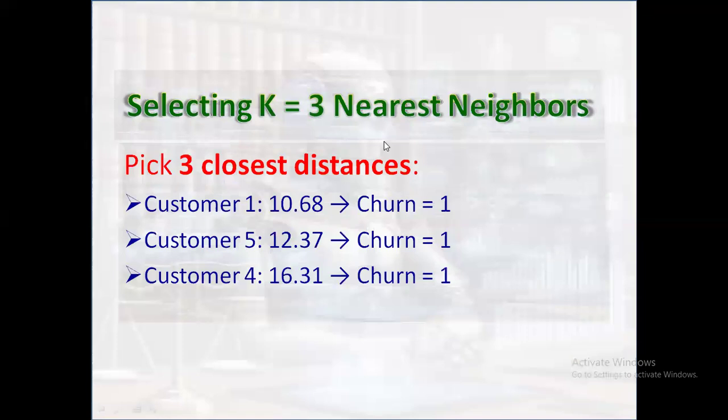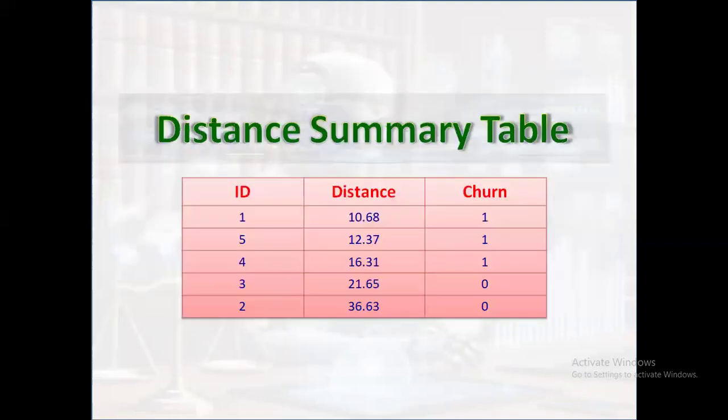Next, we choose k equal to 3, which means we look at the 3 nearest neighbors. Who are the closest customers? 1, 5, and 4. So we look at the 3 closest customers to the new customer based on the calculated distance. From our summary table, customer 1 is churned, customer 5 is churned, and customer 4 is churned. These are the customers whose behavior most closely resembles that of the new customer.